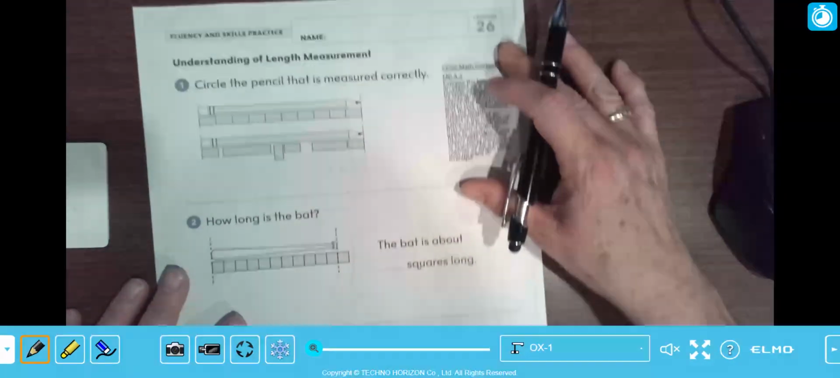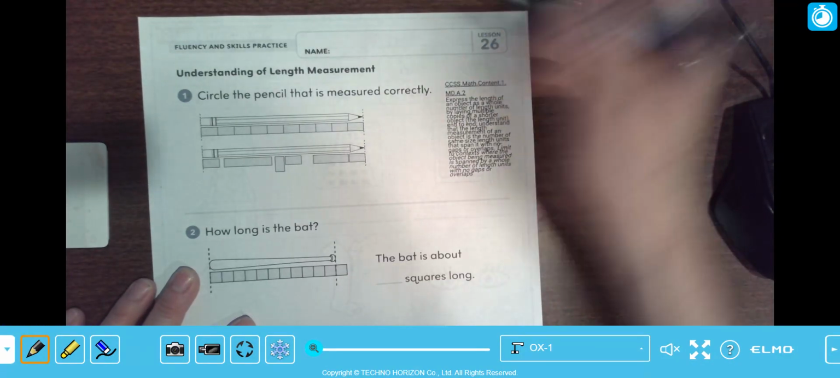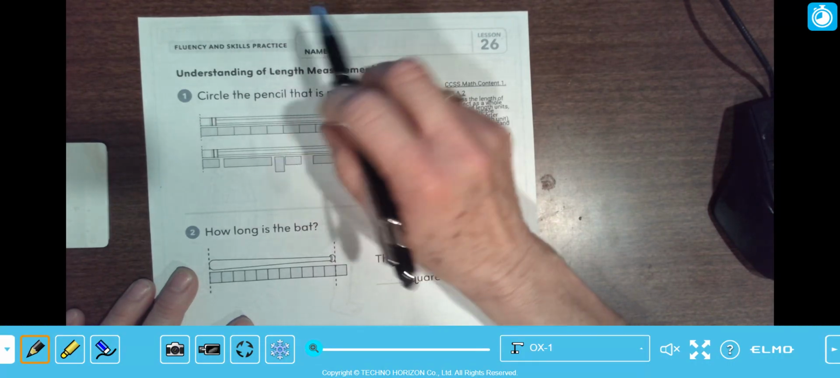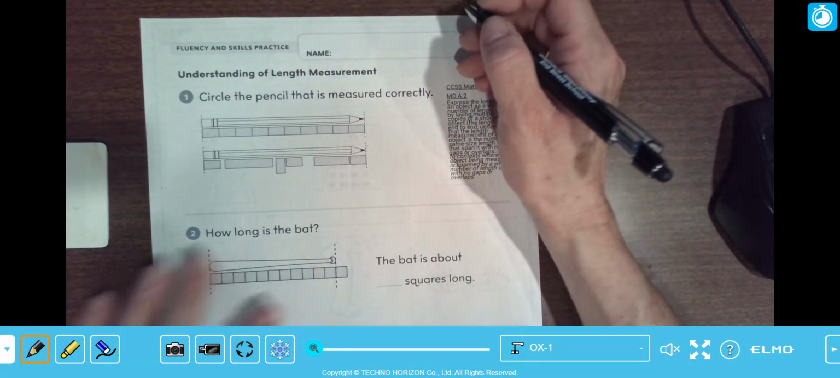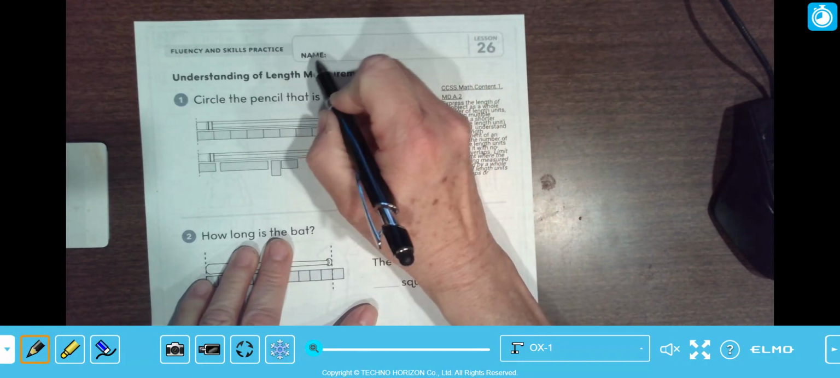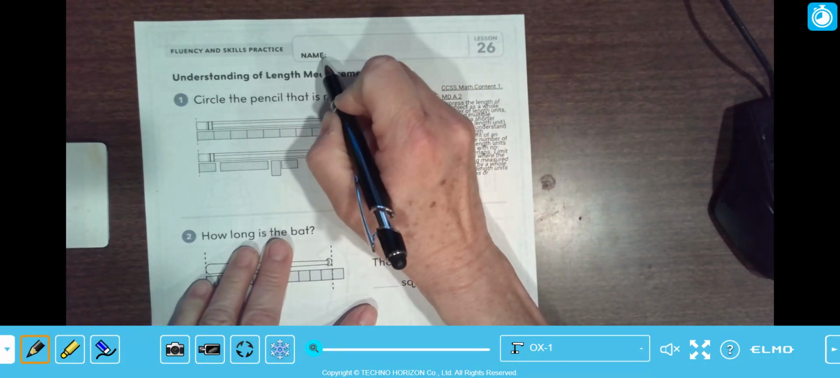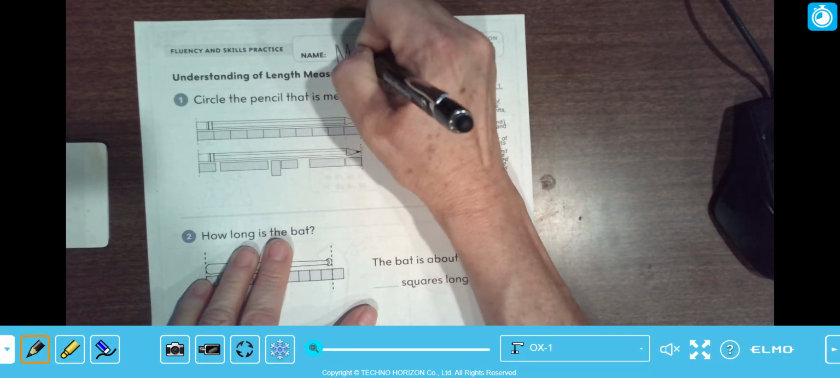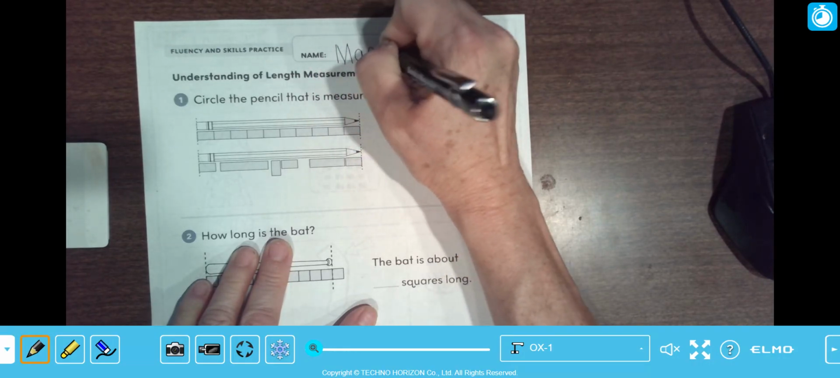This is lesson 26 right here. And it's the fluency in practice for lesson 26, which is measurement, right? Measuring length. So go ahead and write your name at the top. See where it says Name? That is name. Write your name here. I'm going to write Macaulay because that's my name, but you write your name.